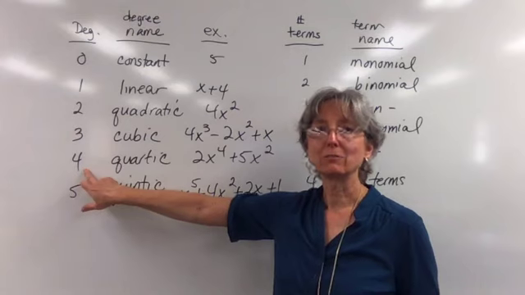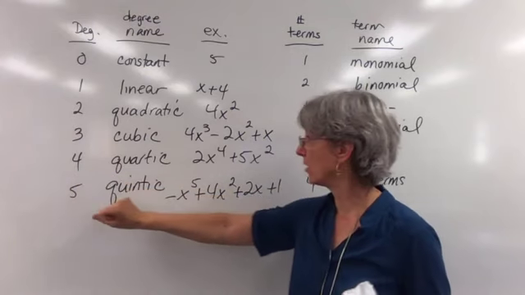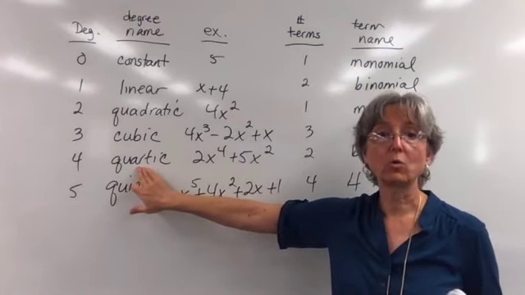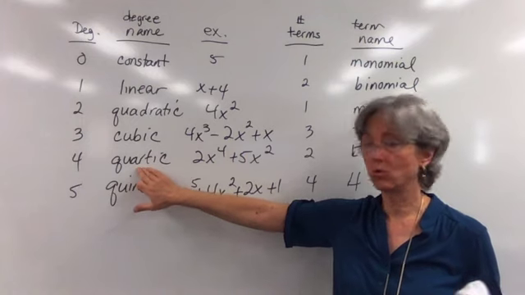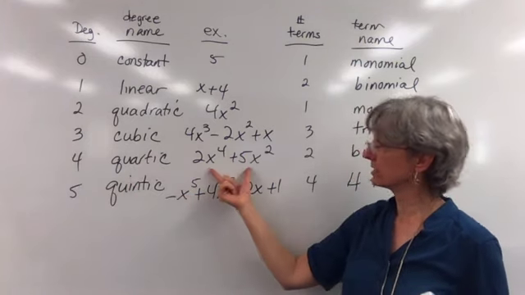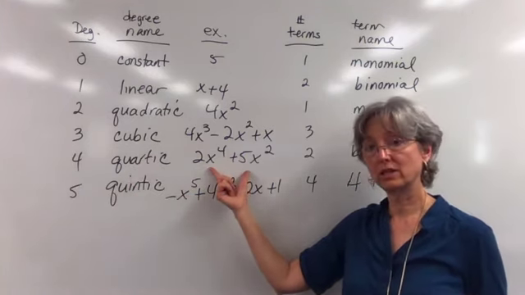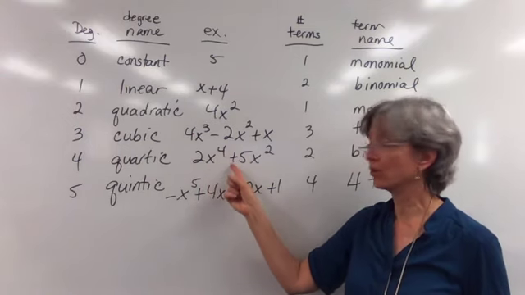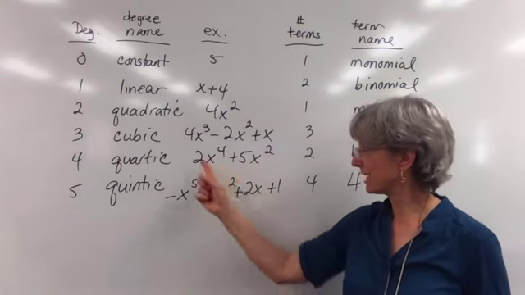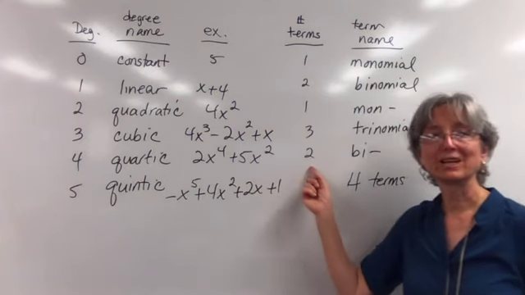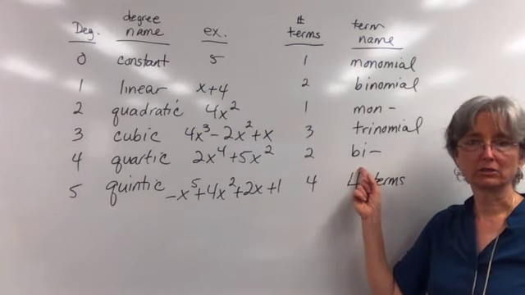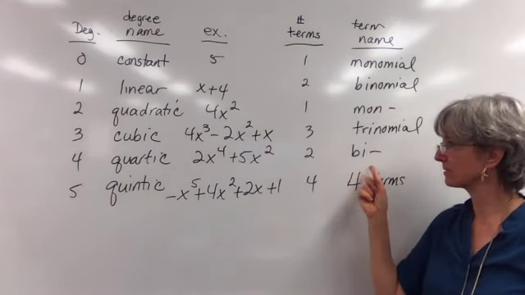Fourth degree, that means our highest exponent is 4. We call that a quartic. Quar for a quarter. 1/4 is a quarter, right? Here's an example of a quartic polynomial, 2x to the 4th plus 5x squared. This has 2 terms, so it is another binomial. I just wrote the prefix.